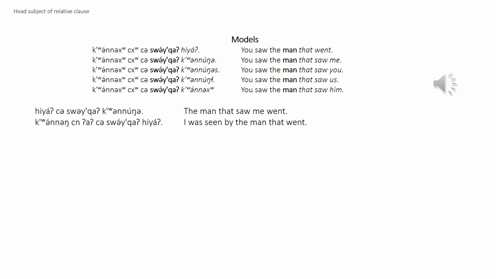As this last example shows, it's possible to have a relative clause in the object of a preposition. In this example, atsa swaika hia, by the man that went, is a prepositional phrase containing the relative clause hia modifying the head noun swaika.